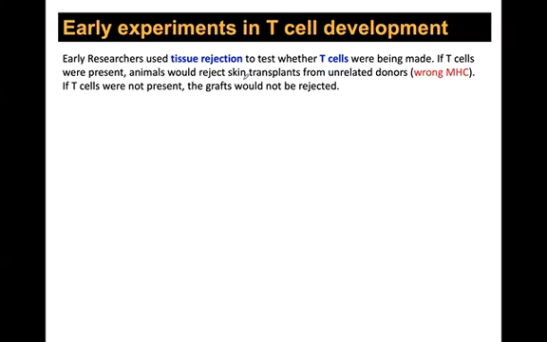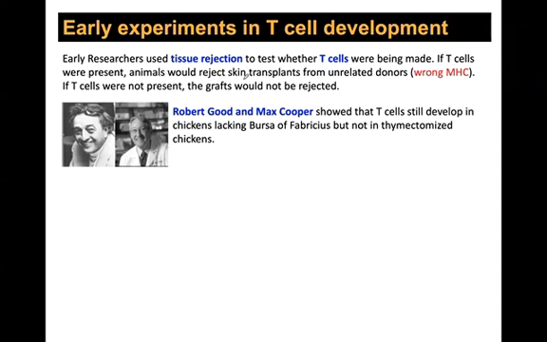But if you grafted on skin graft or tissues that had different MHC, the organ would be rejected. And so they use that tissue rejection to test whether T cells are being made. If T cells are there, animals will reject transplants from an unrelated donor, so from a different species, or, not species, but a different breed of the same species. But if T cells were gone, then you wouldn't have anything to reject the graft, okay? And so the graft would be accepted. And so it's the same group.